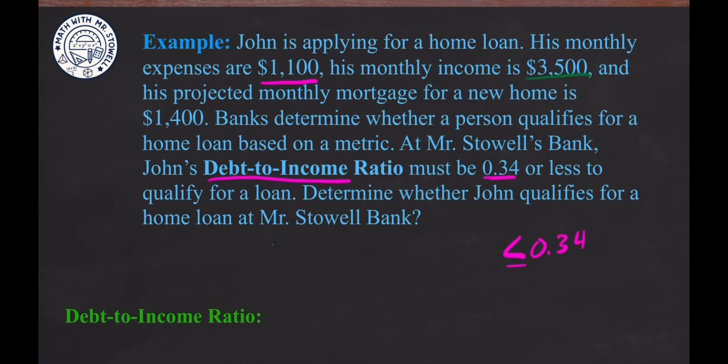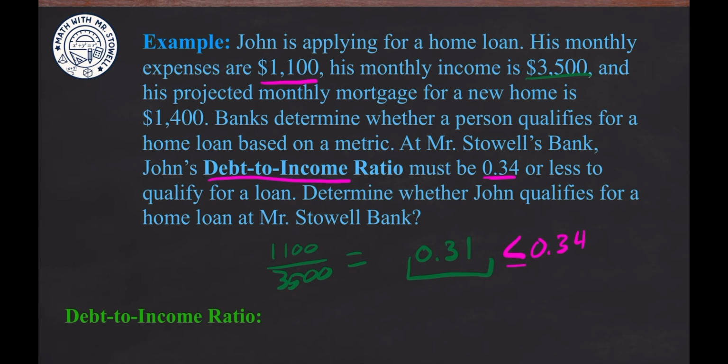So this would be 1,100 divided by 3,500. And go ahead and take your calculators. That is going to give us a grand total of 0.3. Let's go and round it to 2 decimals, to the 100th place value. So 0.31. So does John qualify for this loan? Well, yeah. He is less than the amount for qualifying, right? It must be 0.34 or less than, a smaller value than that.